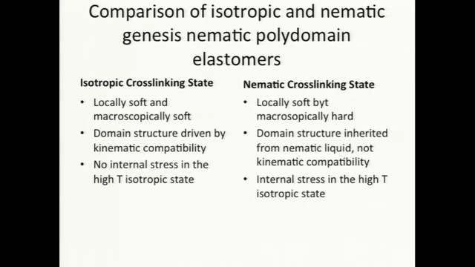If you cross-link in the nematic state, it's locally soft. The domains locally have a soft mode, but macroscopically they're completely hard. The domain structure is inherited from the nematic liquid, and therefore looks like that from a nematic liquid, not something driven by kinematic compatibility. And there is internal stress in the high-temperature state, because you can't make that transformation back globally.